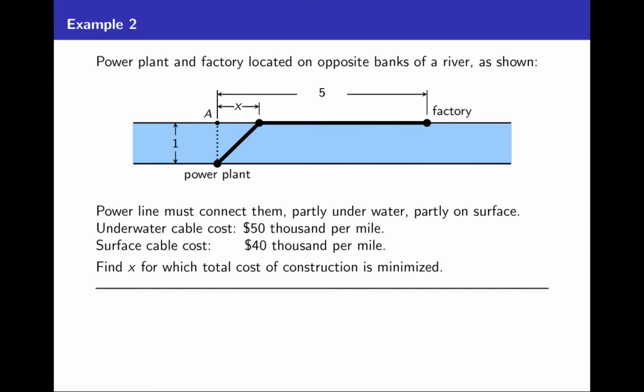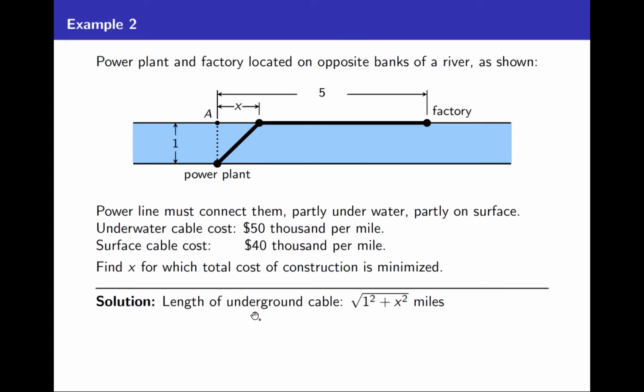That's going to involve a couple of things. If we're going to compute the total cost of construction for laying this cable, we've got to figure out how far we went underwater and multiply that by 50,000, and then how far we went along the surface and multiply that by 40,000 and add those together. And that's going to give the total cost, which is what we want to minimize. So let's get to work on that.